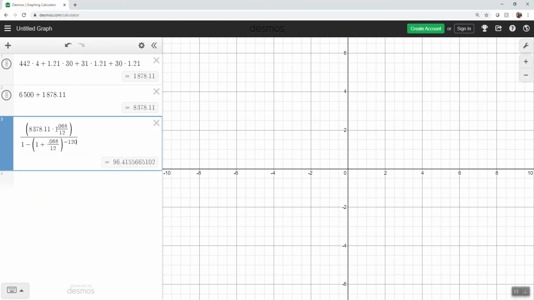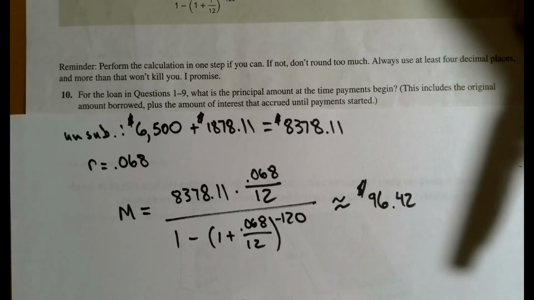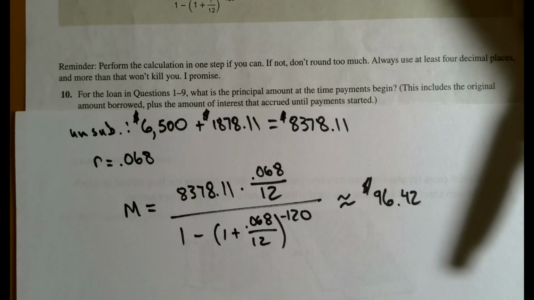So there's our monthly payment. Not too terrible, right? $96.42. We're going to do that 120 times, and we'll have paid off our loan by the end of those 10 years.